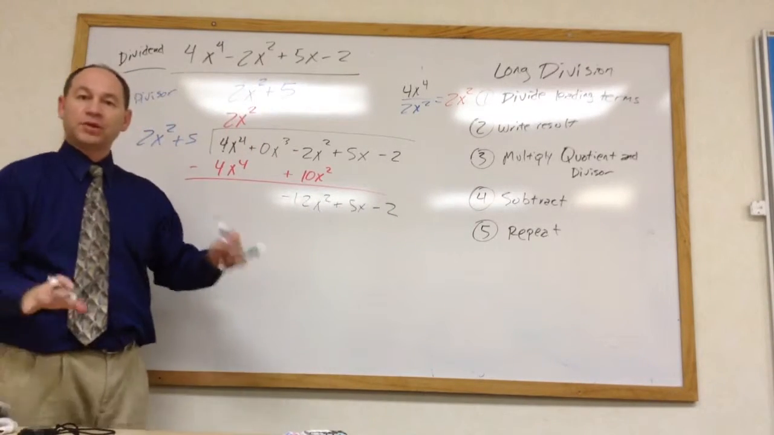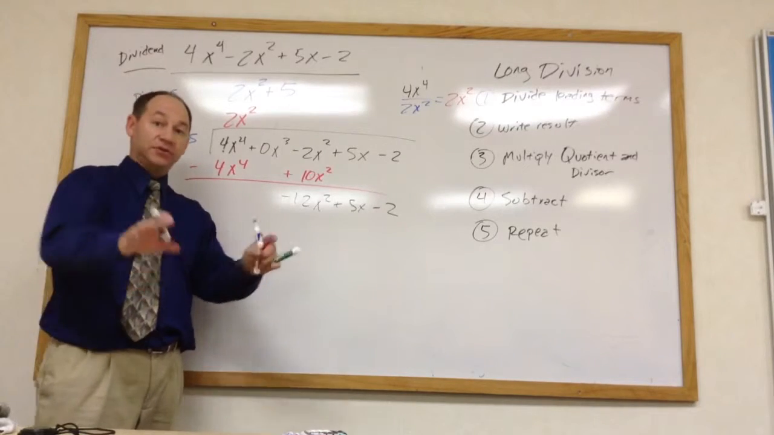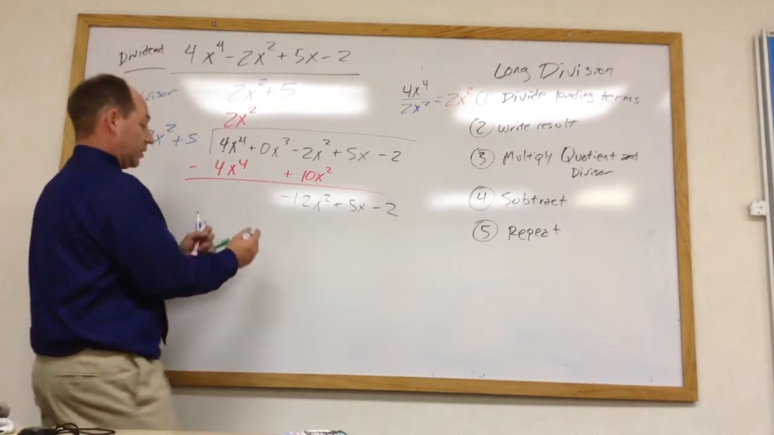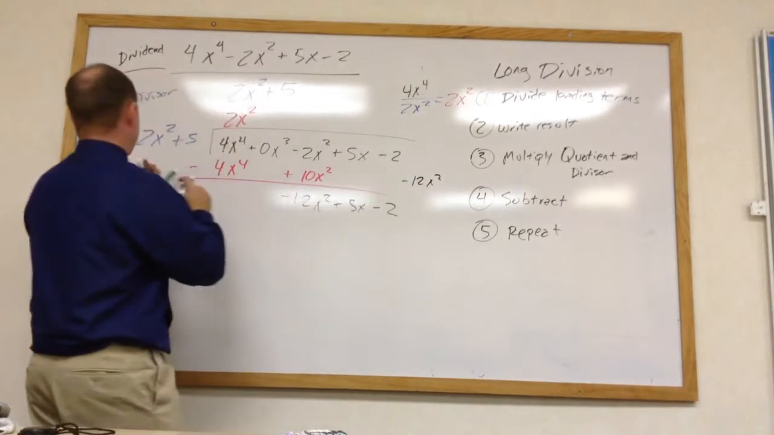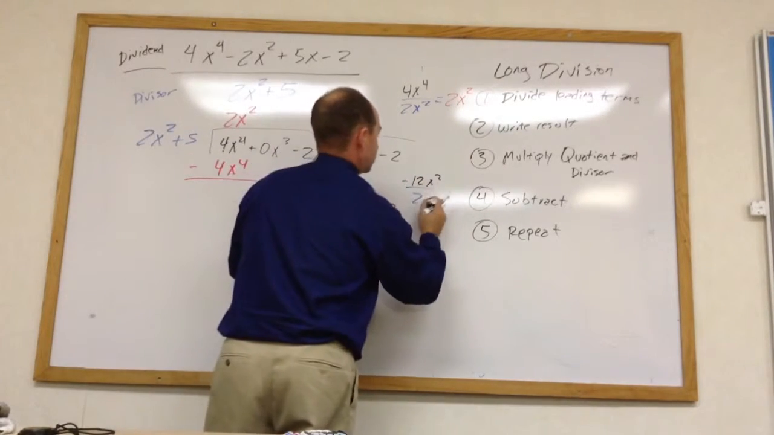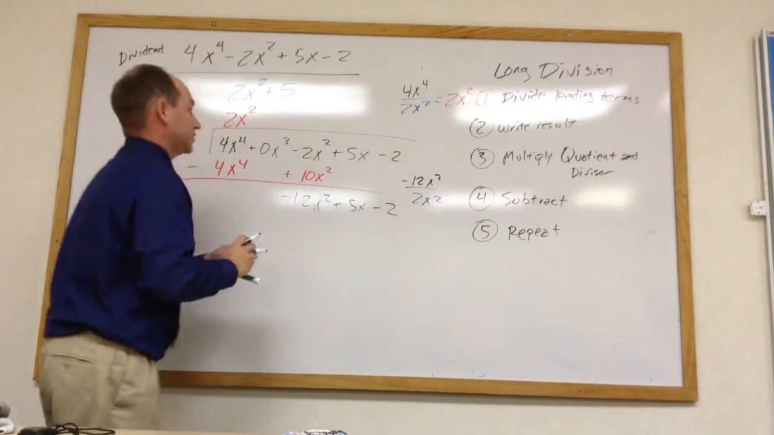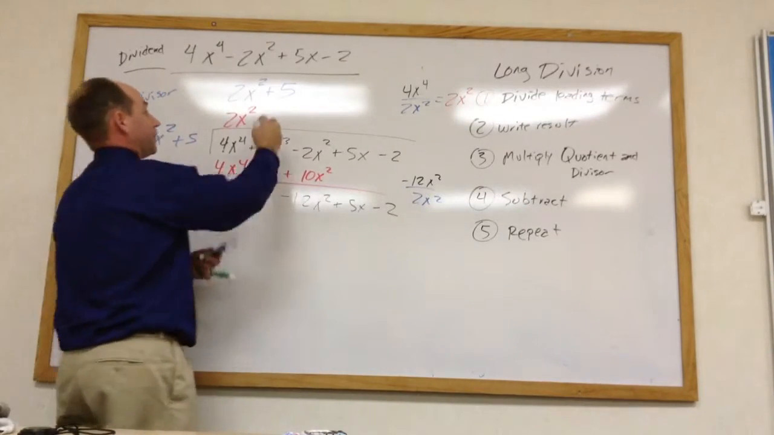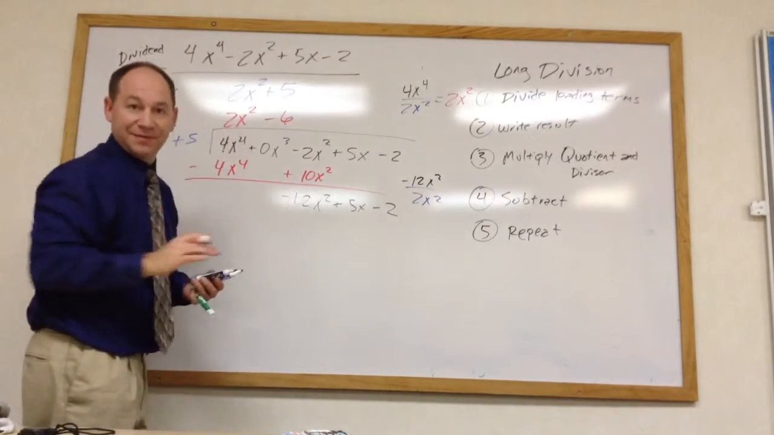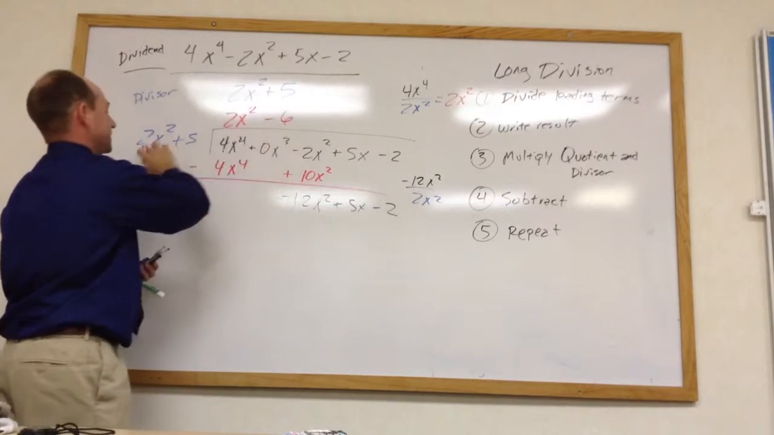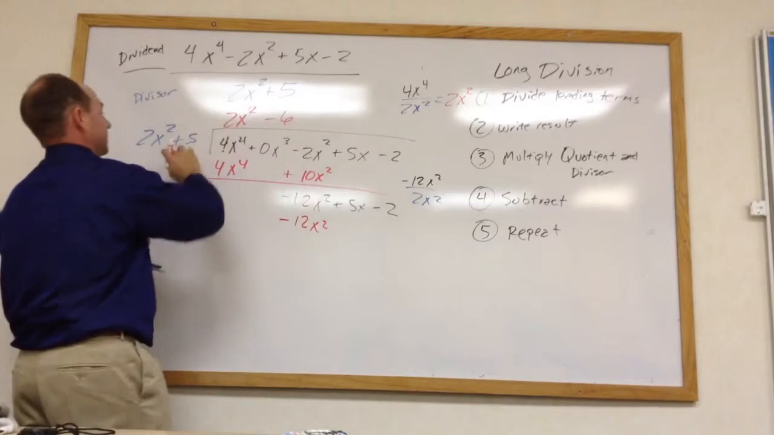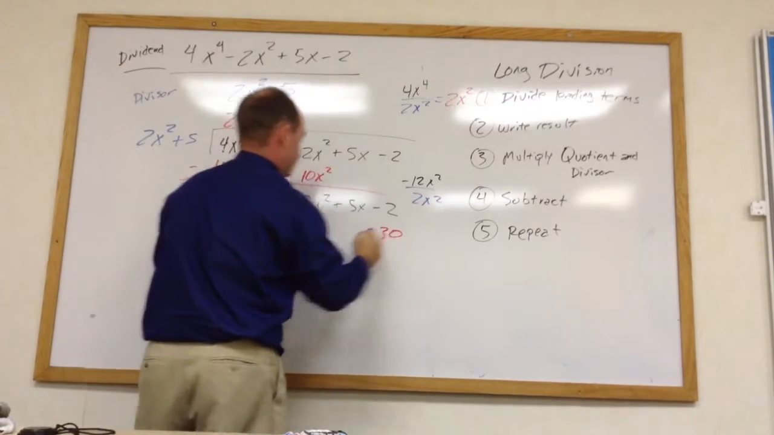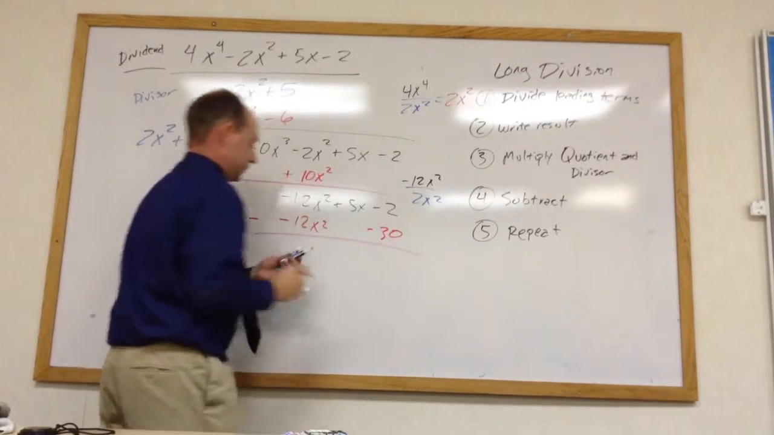Once I have completed that process, I'll just do it again. So I'll look at this term here, negative 12x squared, and we'll divide it by this, which is 2x squared, and we'll come up with just negative 6. And that's great news for me, because that means I'm getting close to being done. Negative 6 times this is negative 12x squared. Negative 6 times positive 5 is negative 30. And now we'll go ahead and subtract.